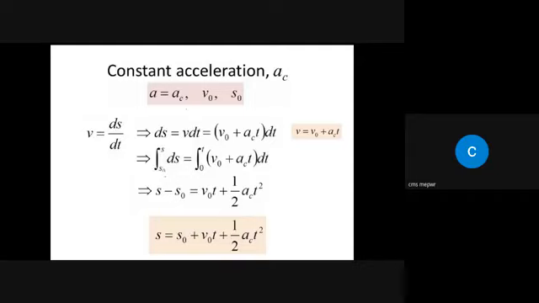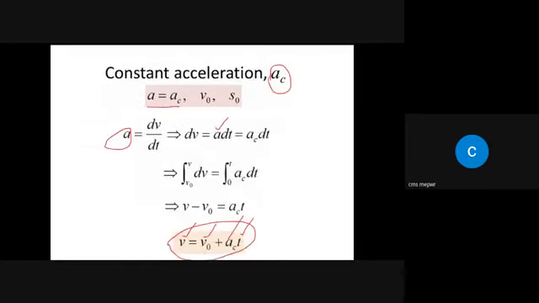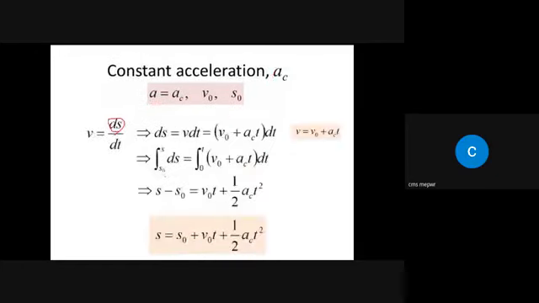Okay, so v is equal to ds by dt. What we need to find out? We need to find out something for ds. So ds is equal to v dt, and we have this equation v naught plus at. When you put the integral for ds, it will be from s naught, and for this one it will be from time interval t equal to 0 to any time t.